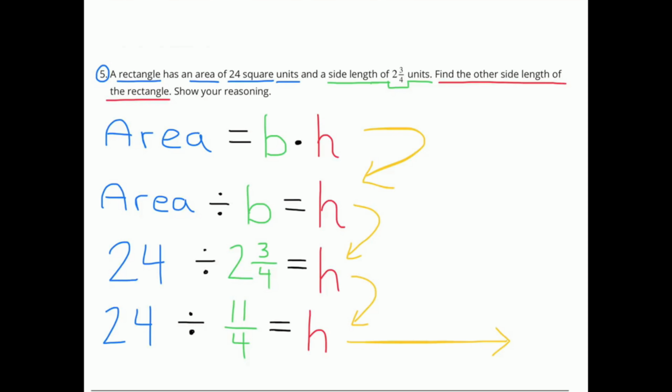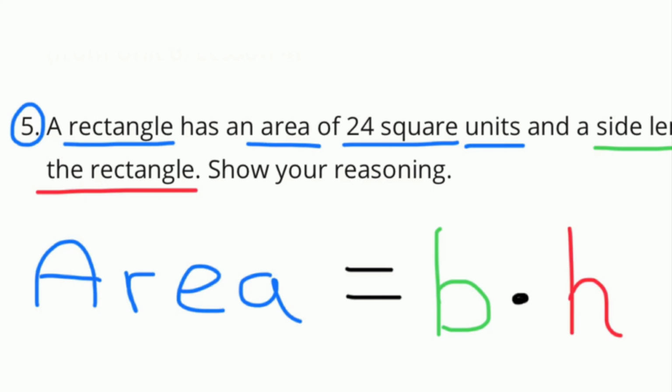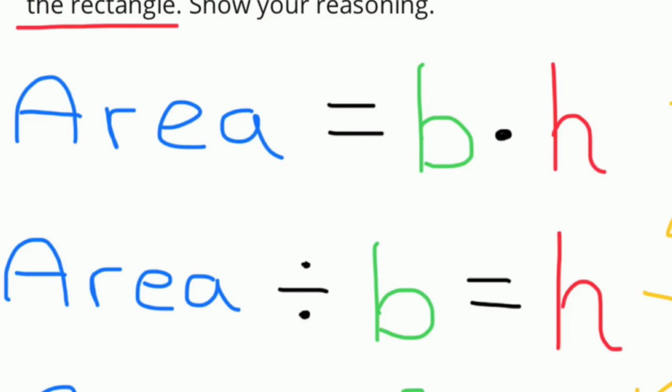Number 5. A rectangle has an area of 24 square units and a side length of 2 3/4 units. Find the other side length of the rectangle. Show your reasoning. Well, I know the area is equal to base times height. We can find the missing side length by dividing the area by the known side length.